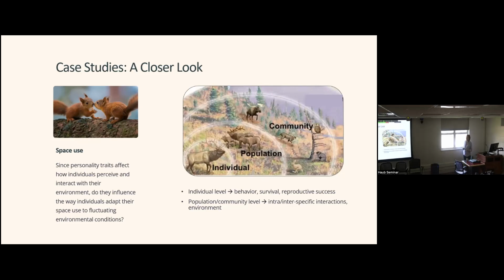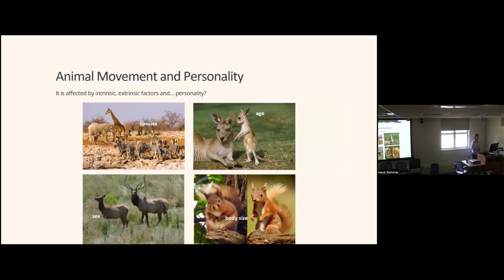We know that movement ecology is very important when we study wildlife because it has different effects. At the individual level, the way an individual moves is affected by behavior, and it affects their survival and their reproductive success. But it also has an effect at higher levels, population and community level, because the way an individual moves will affect the way that individual will or will not interact with conspecifics or other species, or the way it will interact with and affect the environment.